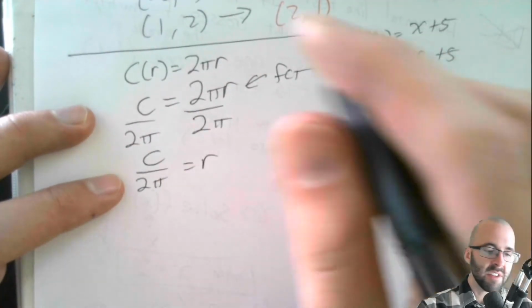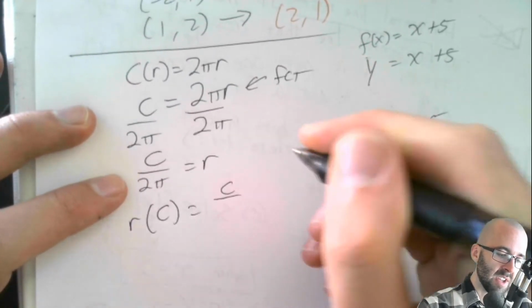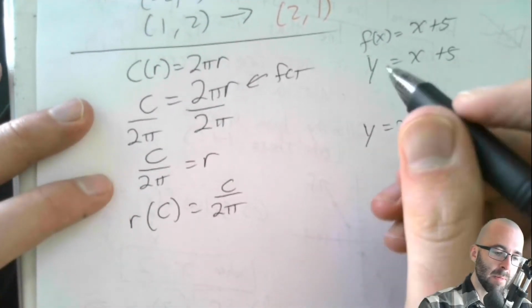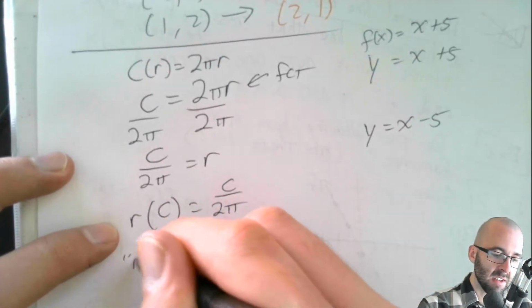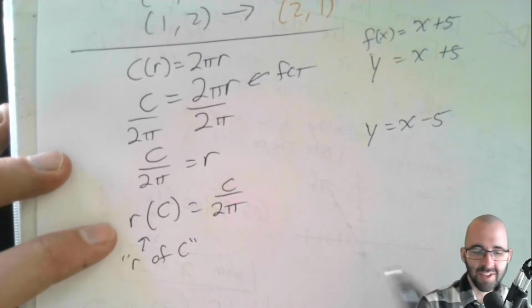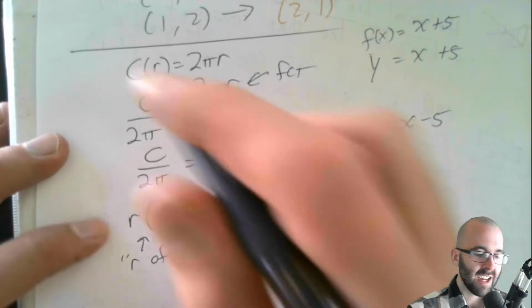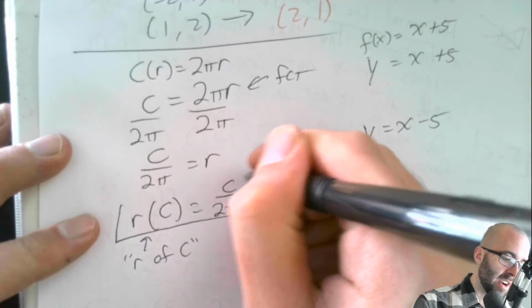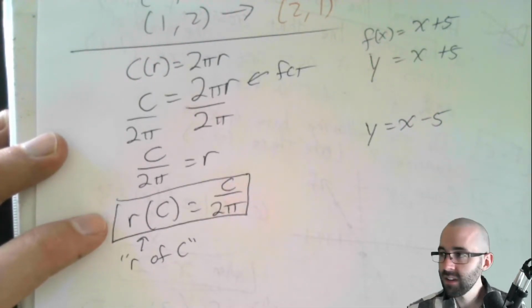Now we go back to writing it in function notation. So it said, call this function r of c. So the function r of c is you take the circumference and you divide it by 2 pi. This is function notation. Remember, this is r of c. This is not multiplication, even though we write it the same exact way that we would write multiplication. So that's our first part of our answer. This is our inverse function. Okay?